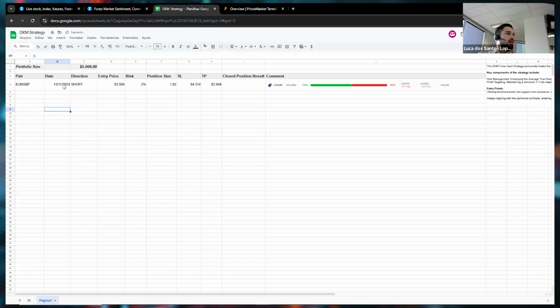Perfect. So we have the pair, the date, the direction, if it's short or long. We have the entry price, the risk percentage we're taking, the position size, the stop loss, the take profit, the close position result, and the comment. Now, the risk. The risk we use can be different for everyone. What I recommend is between 1 to 3% maximum.